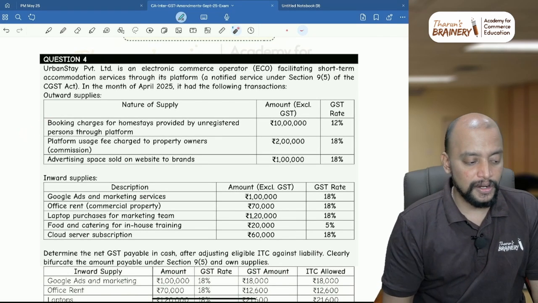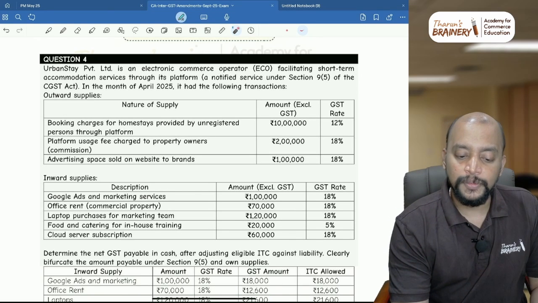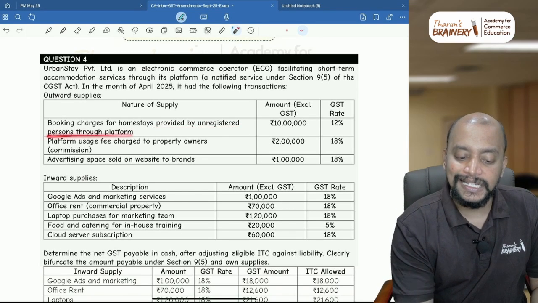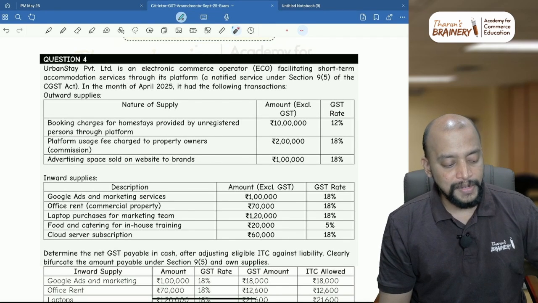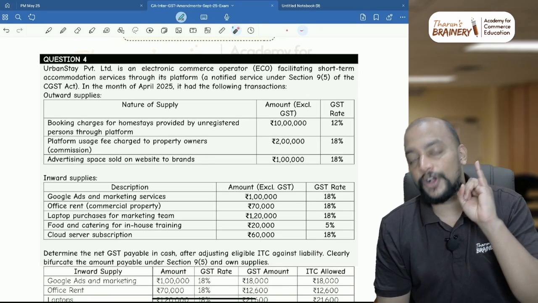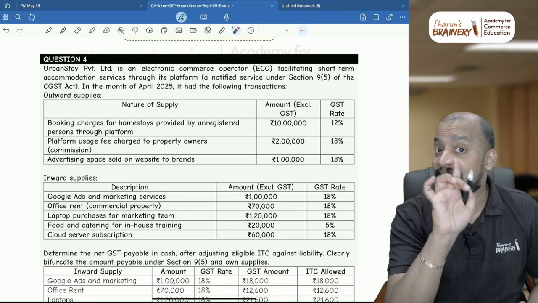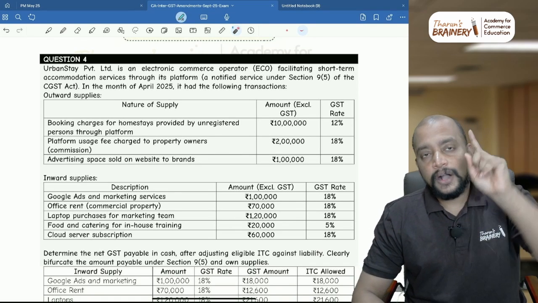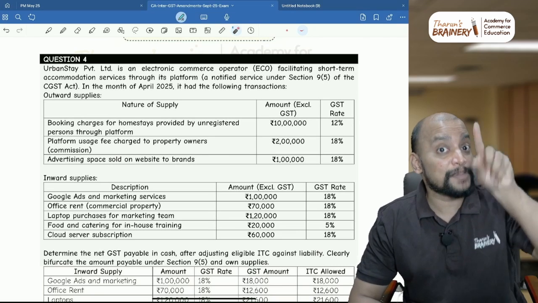Booking charges for home stays. So booking charges for home stays provided by unregistered persons through the platform. So in case of accommodation services and housekeeping services, H&A, remember H&A, housekeeping service and accommodation services will come under 9(5) only if the supplier is unregistered.